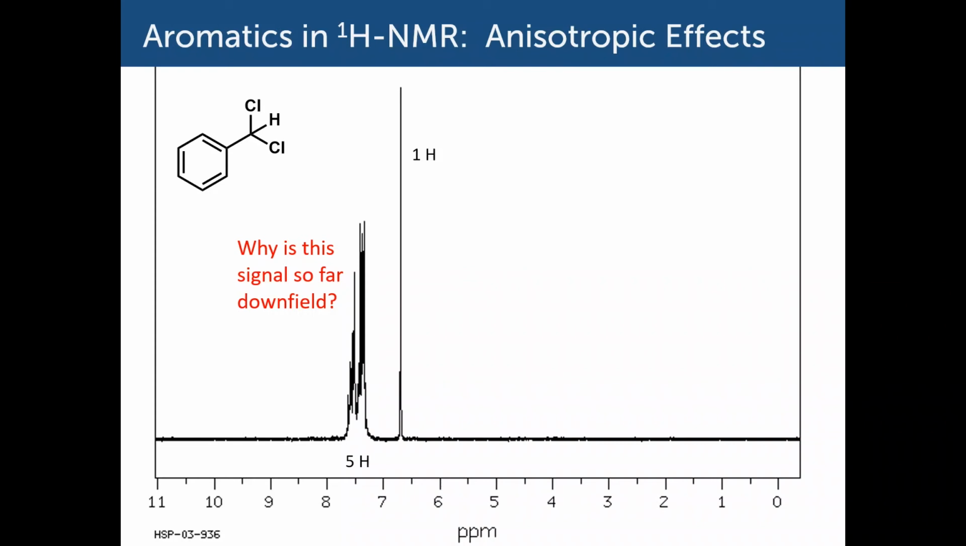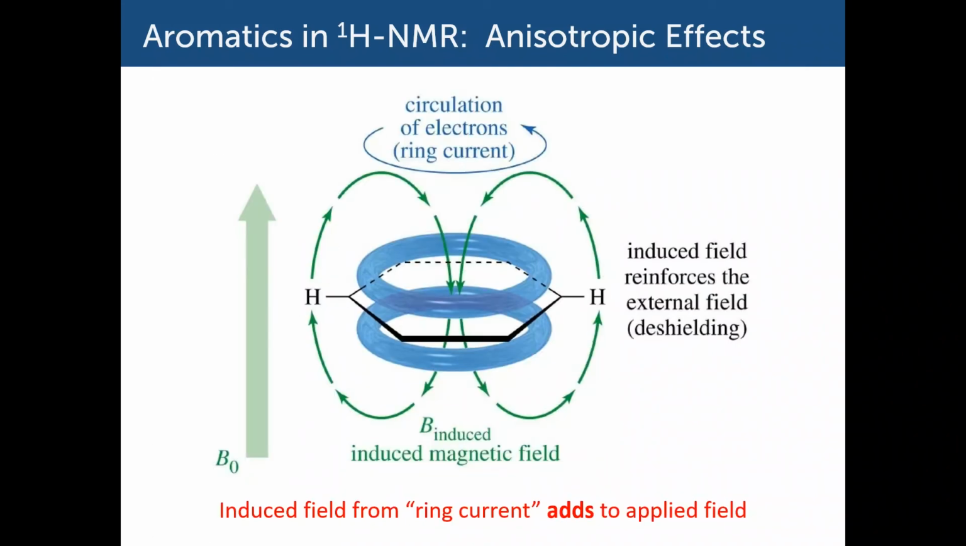So like, what gives? And it turns out that aromatics and basically any sp or sp2 hybridized carbon is influenced by a special kind of effect that doesn't have anything to do with a buildup or lack of electron density. These effects are called anisotropic effects. So they basically involve this concept of ring current.